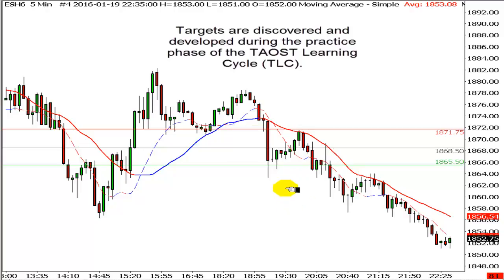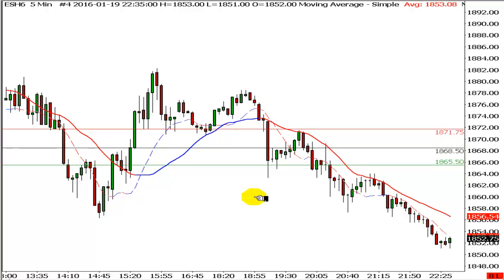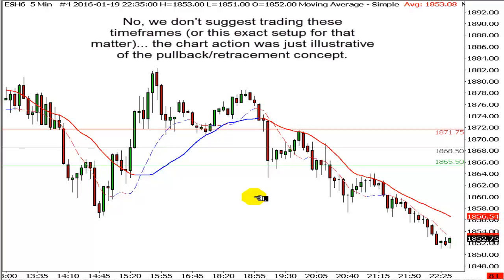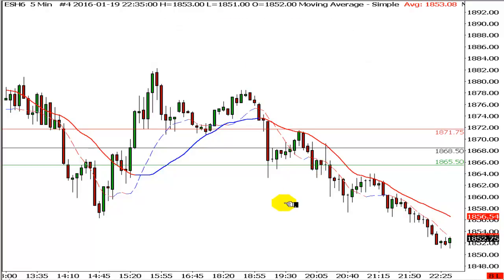Okay, but that is the essence of the pullback/retracement setup. You call it a retracement when it's to the downside. You call it a pullback when it's to the upside. That's why I keep using those two terms. Okay, but it's very simple. That's how it works. We'll have multiple instances to go through it over the coming days, but that's it.